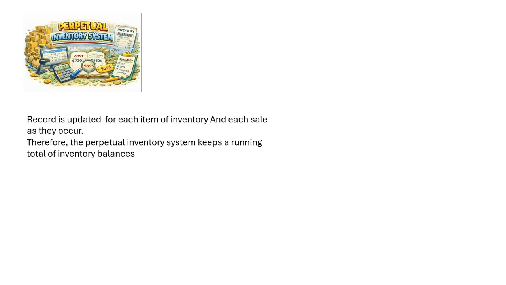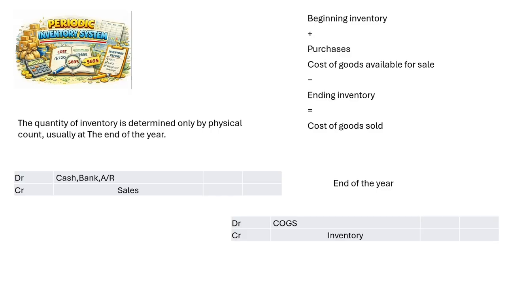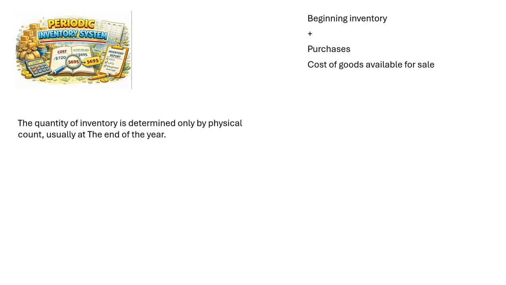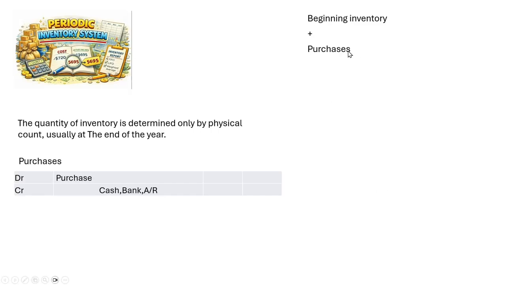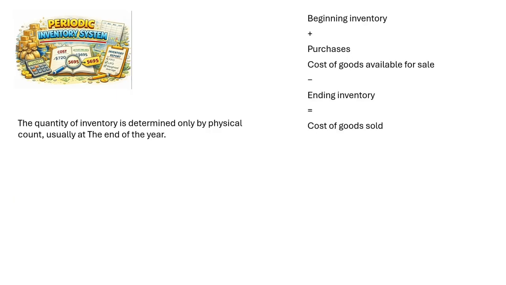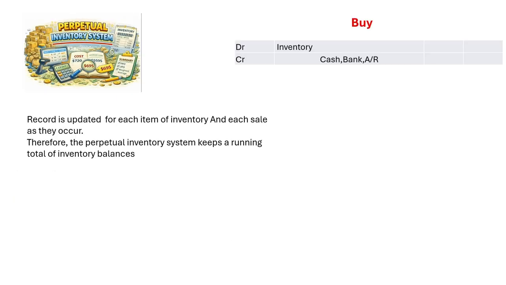In the perpetual inventory system, the record is updated for each item of inventory and each sale as they occur. Therefore, the perpetual inventory system keeps a running total of the inventory balance. So, when we buy, we debit inventory and we credit cash. You have to notice something important. If we go to periodic, when we buy, we record purchases in debit, but in perpetual inventory, we record inventory in debit, not purchases.